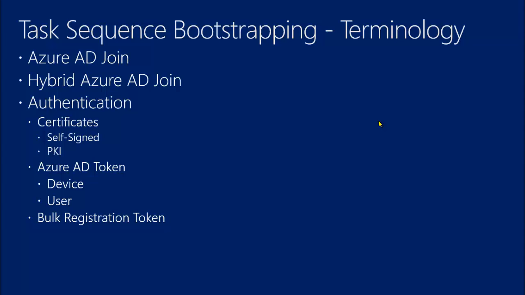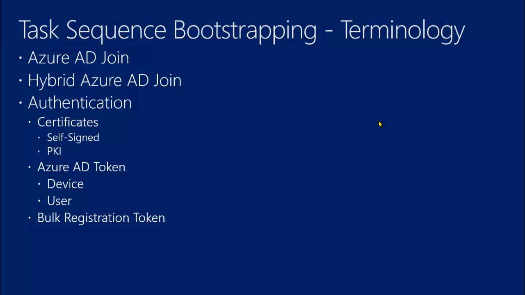So you notice that there are two kinds of certificates. One is self-signed, the other is PKI, right? So you're always using certificates. Even if you don't know that you're using certificates, you are always using certificates because Configuration Manager leverages self-signed certificates to secure its communication in various ways, right?